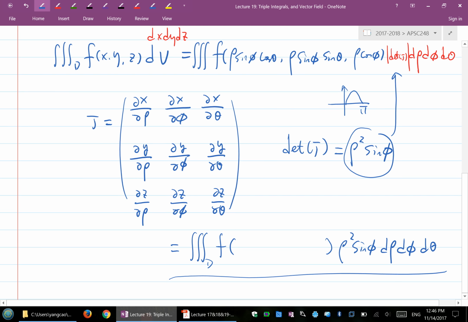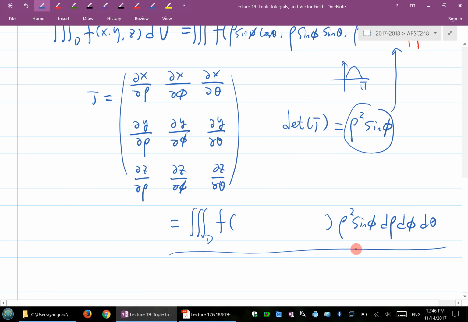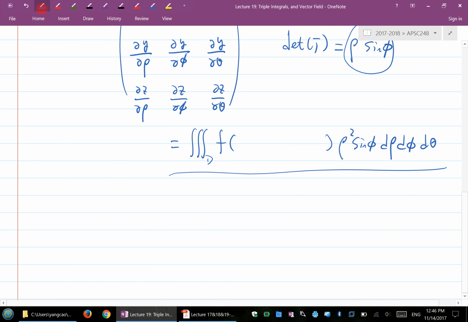So what we're going to do is start from here to look for the limits for rho, phi, theta, and then I'll show you through an example how we can find the limits for rho, phi, theta. So let's do that through an example.